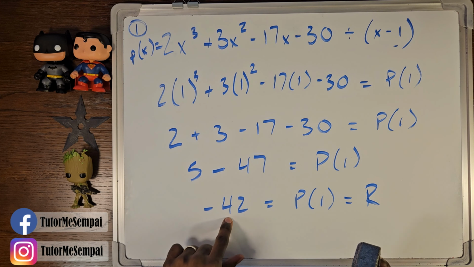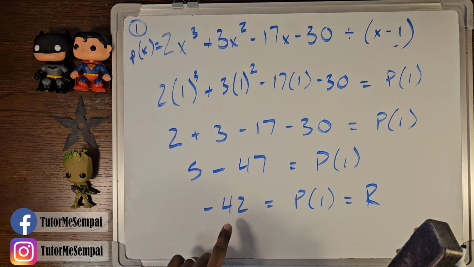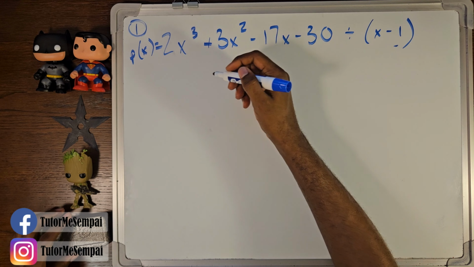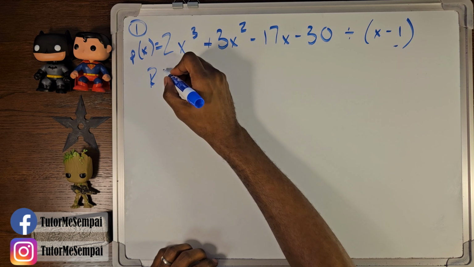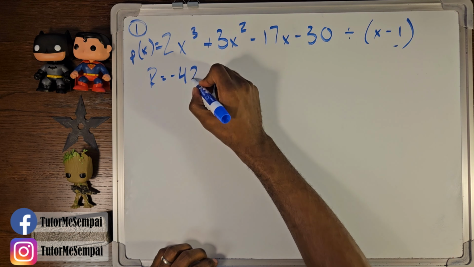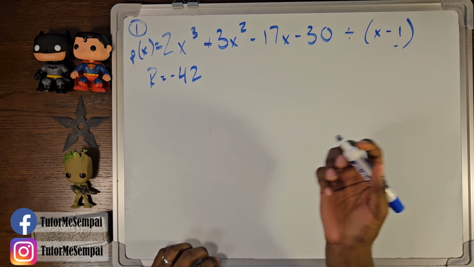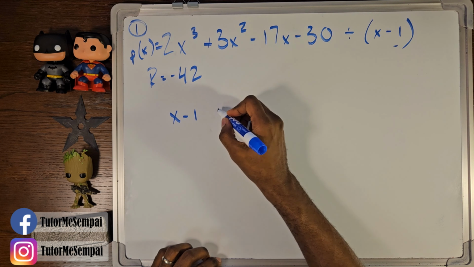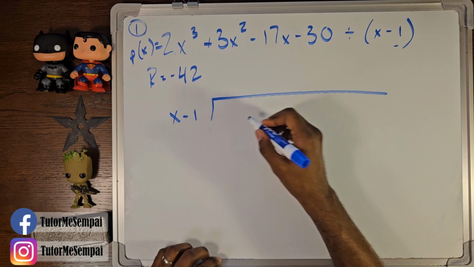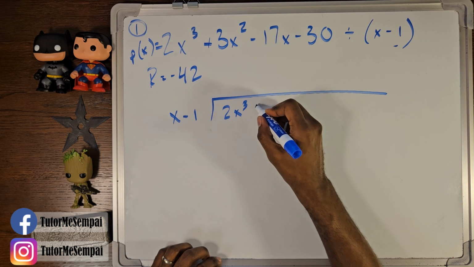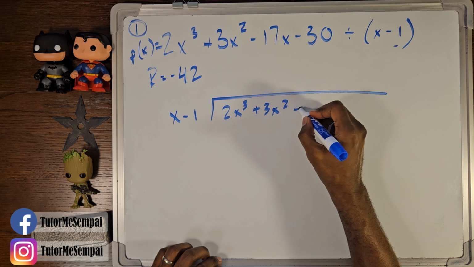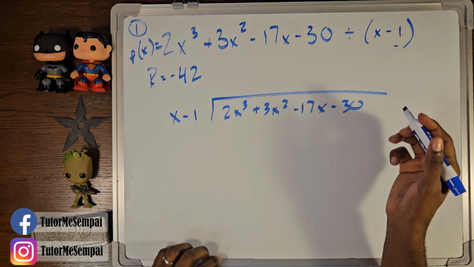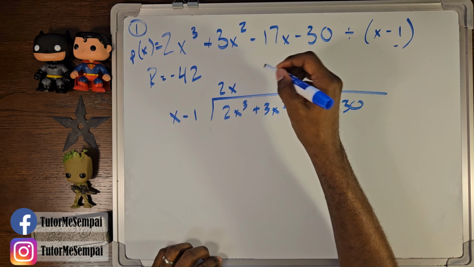So we're going to remember that this was a negative 42. Matter of fact, I'll just write it up here for us. So we knew our remainder is going to be our negative 42. Now we're going to do some long division. So we have an x minus 1, and we have all of this, 2x cubed plus 3x squared minus 17x minus 30.